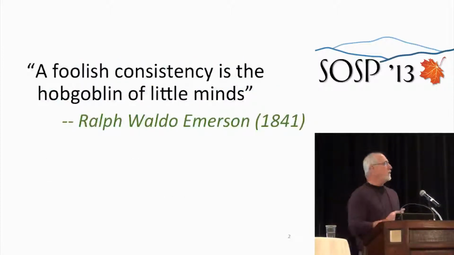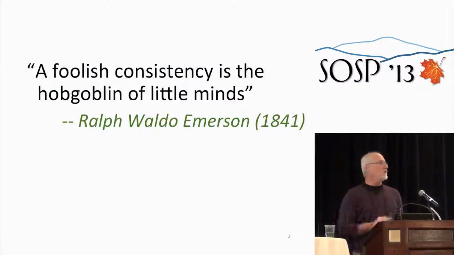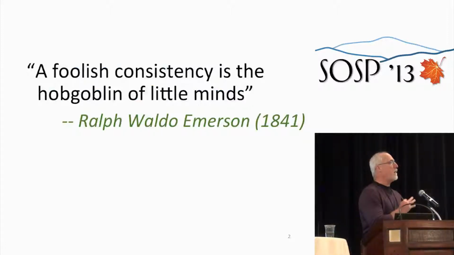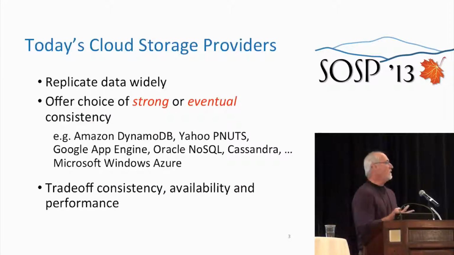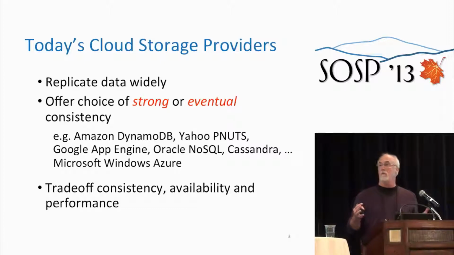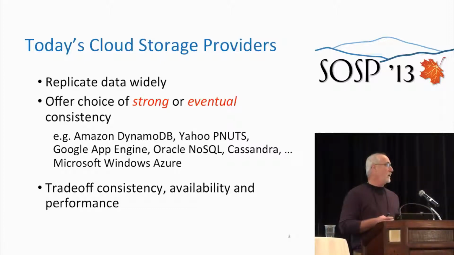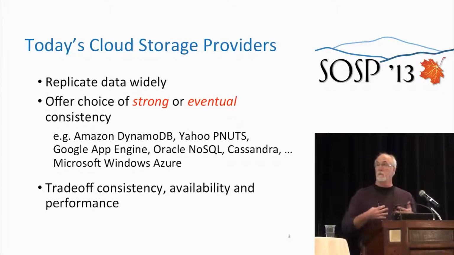Ralph Waldo Emerson famously said, "A foolish consistency is the hobgoblin of little minds," to which I add, "and of large clouds." If you look at today's cloud storage providers, they invariably replicate data for high availability, performance, and scalability. Increasingly, they replicate data across data centers, known as geo-replication. This allows the data to survive complete data center outages, and it also allows that data to be placed close to clients, to customers that are worldwide, as we saw in the previous talk.